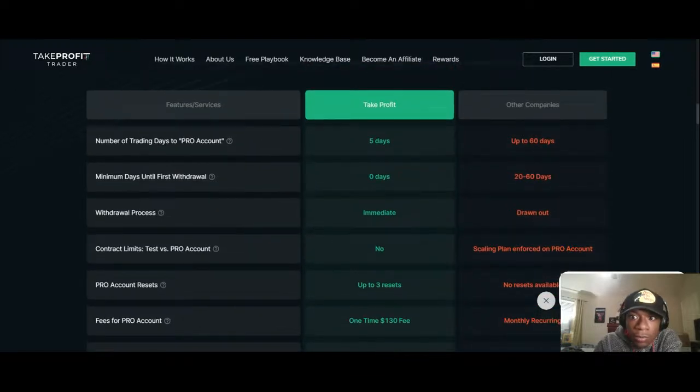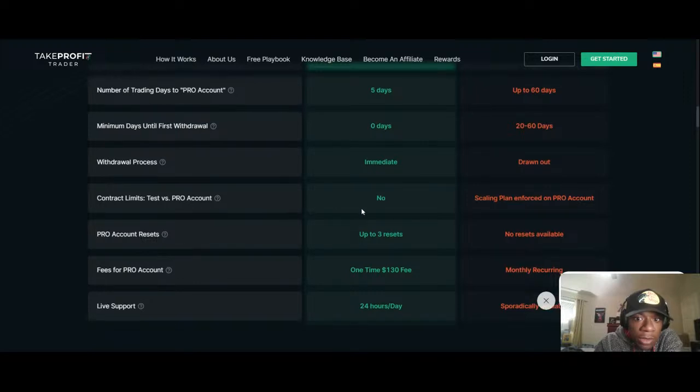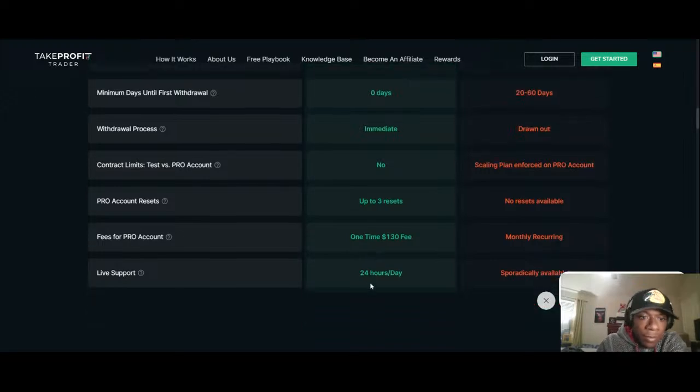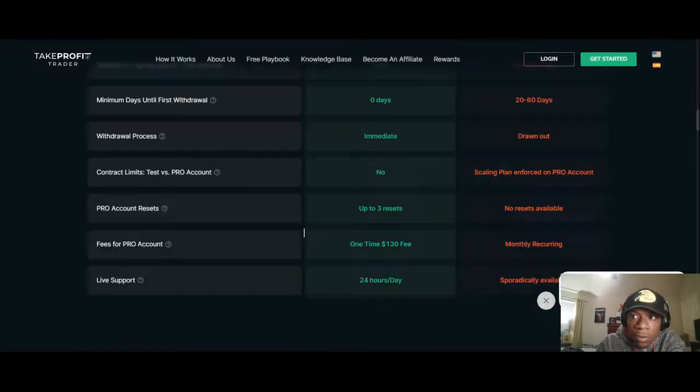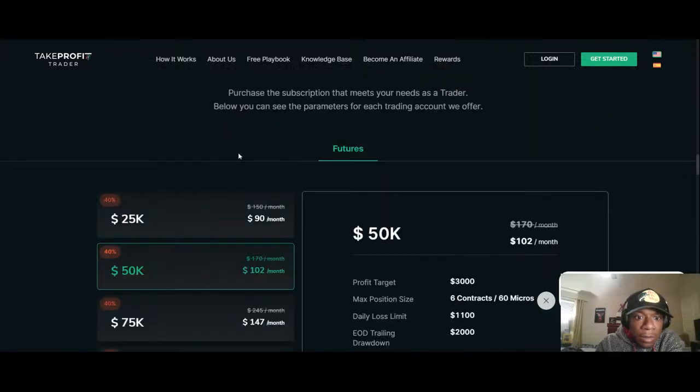Okay, so number of trading days to pro account: 5. Minimum days until withdraw: 0. Withdraw process immediate. Contract limits? Oh, no contract limits. That's nice. 3 resets. One time 130. See, on Topstep, the one-time activation fee is $150. So this is a cheaper one-time activation fee. 24-hour live support. Yeah, it's pretty nice. Let's see what the pricing is.